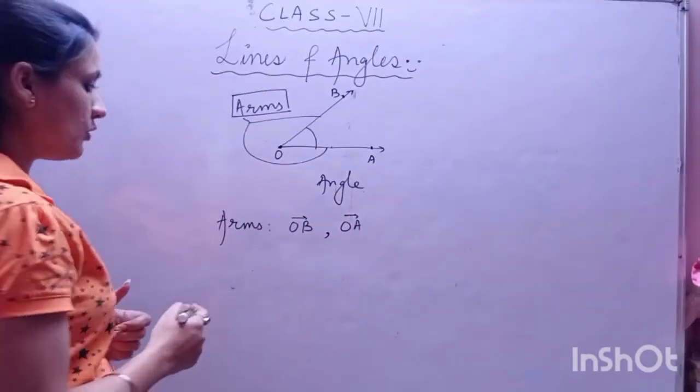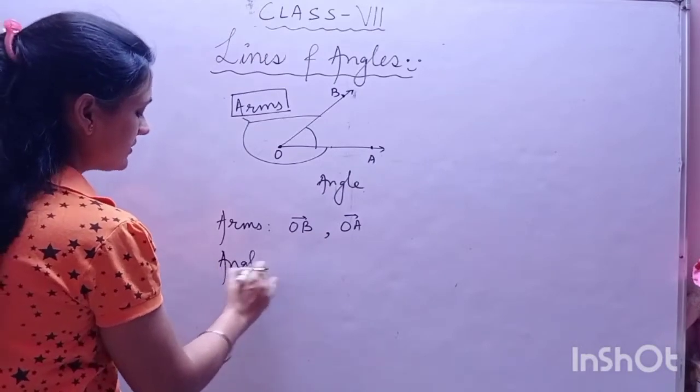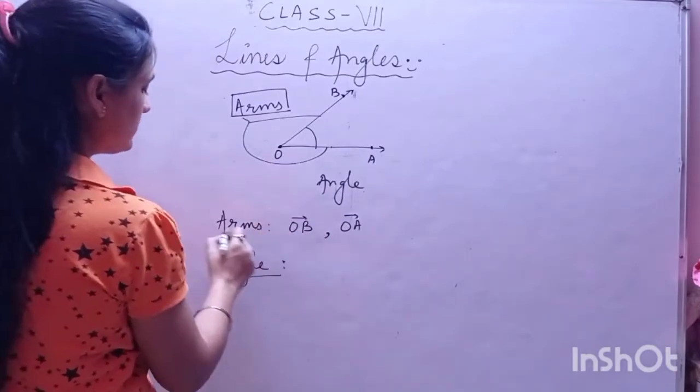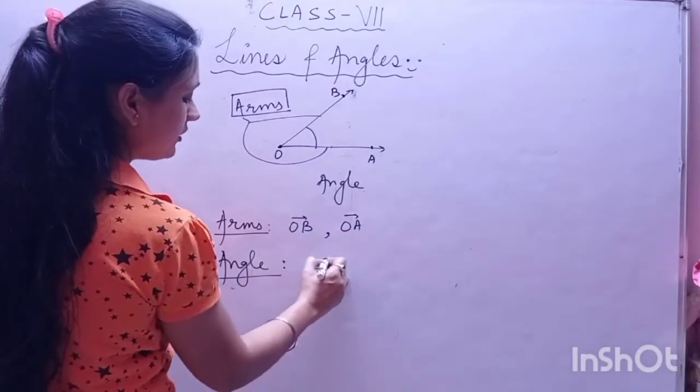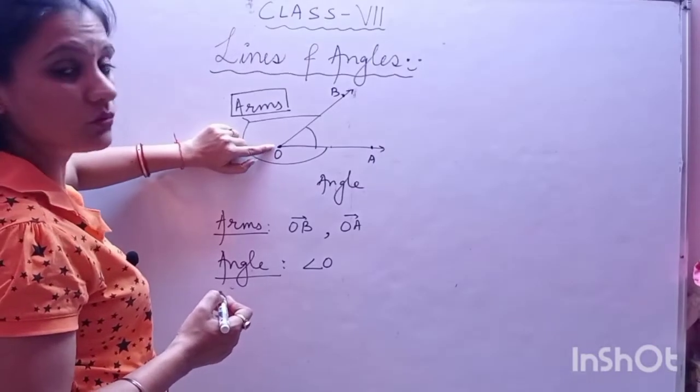Now let us move forward. How to write down the name of the angle? You can write down angle O, the vertex, right? The angle is at the vertex.